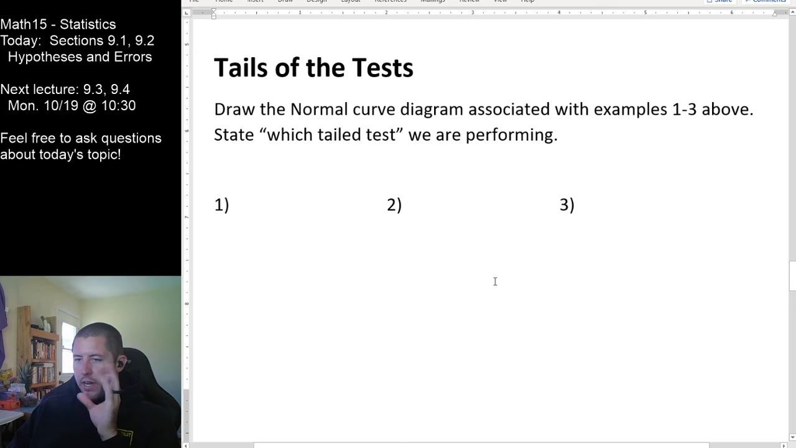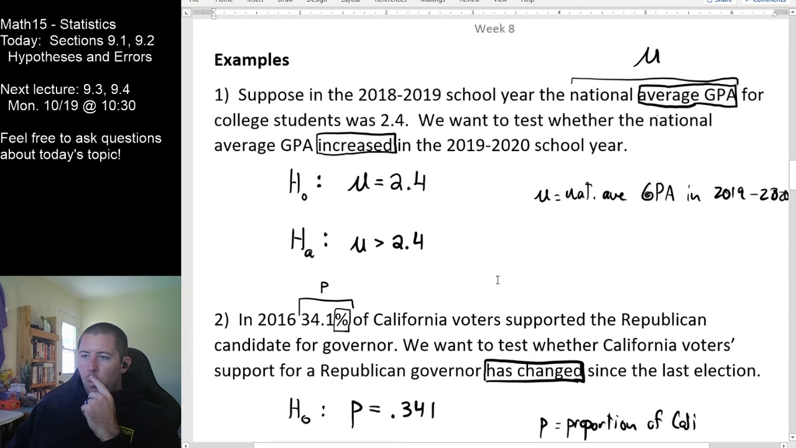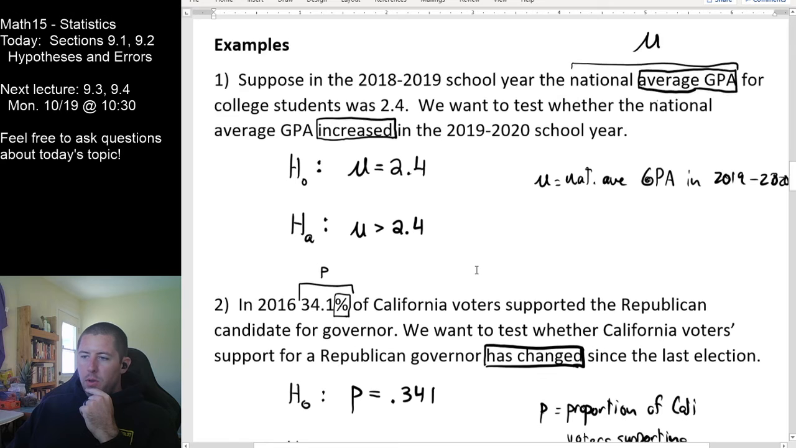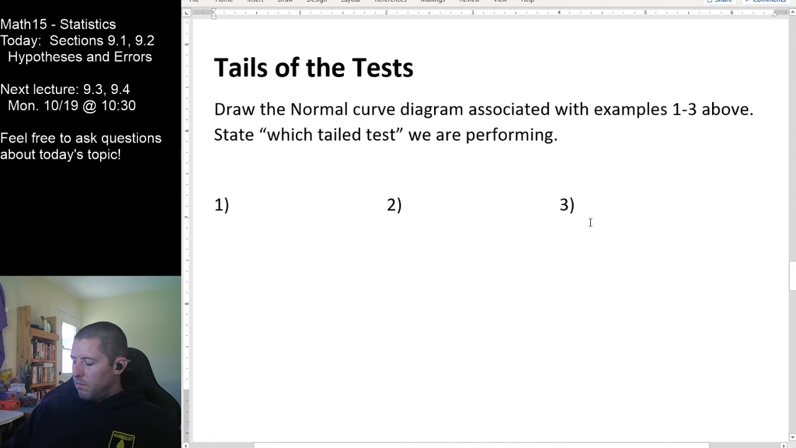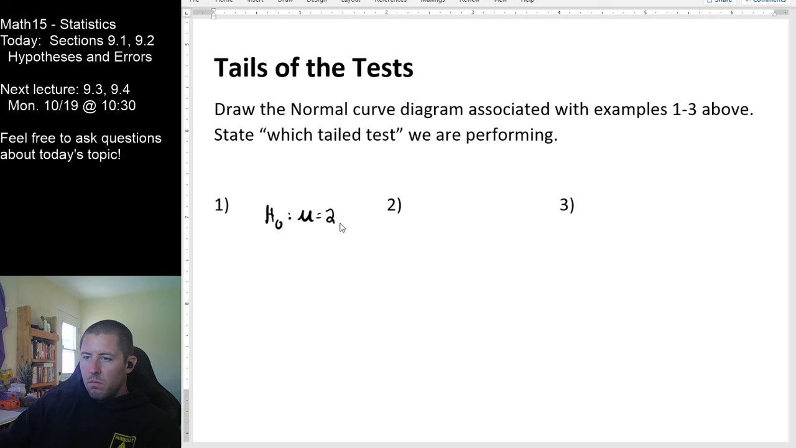So what I need to go do is re-snag my hypotheses from the examples that we did here. So example number one, our hypothesis was that this is our average GPA, mu is equal to 2.4, mu is greater than 2.4. Why do I keep on trying to write a 5? It's 2.4. It's never been 2.5. Alright, so here is the null and alternative hypotheses that we came up with associated with GPA.